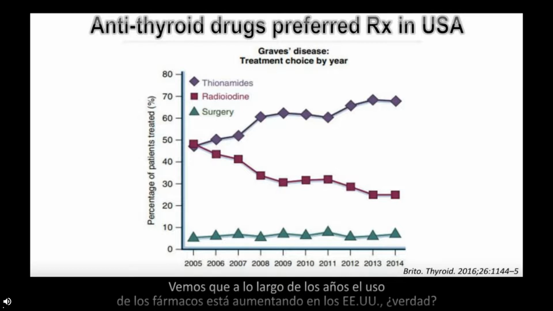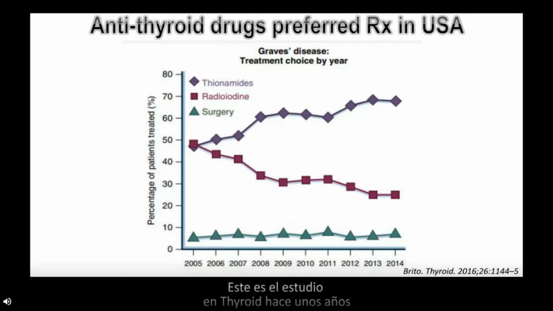You see that over the years, the use of drugs is increasing in the US, right? This is a study that was reported in Thyroid a few years ago. The diamonds are drugs, the squares is radioiodine. Radioiodine is coming down, and surgery has kind of remained steady.